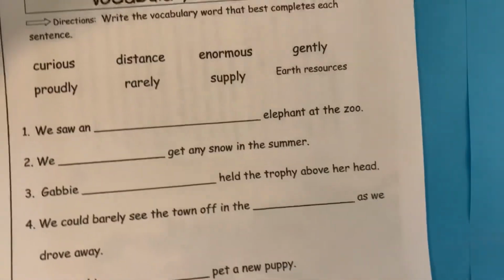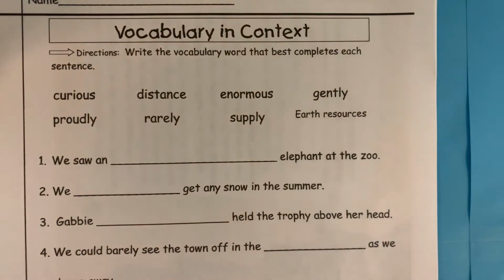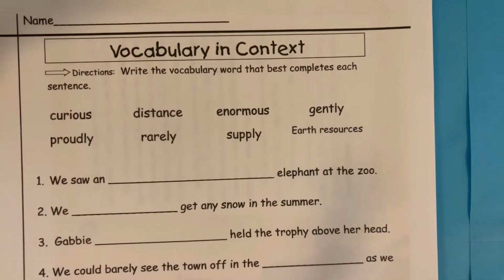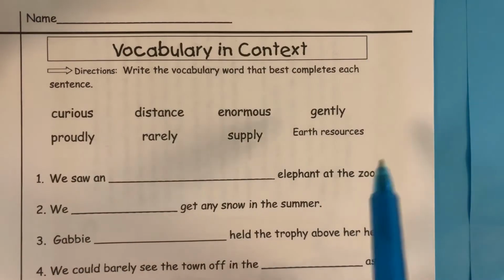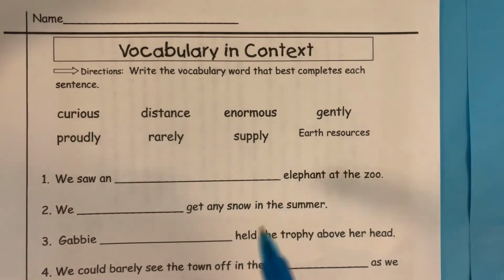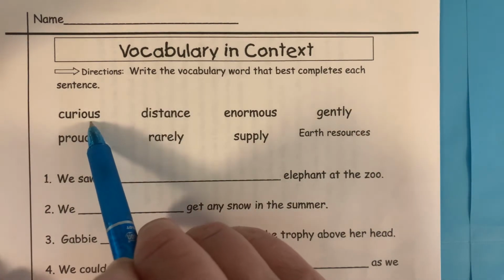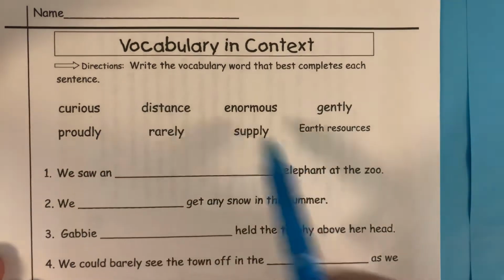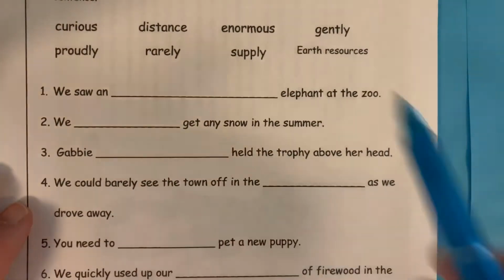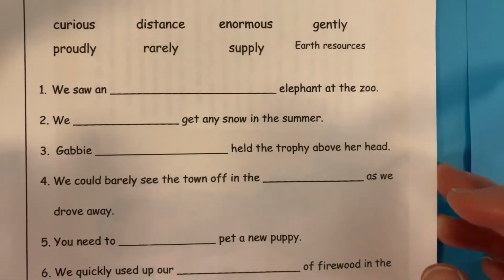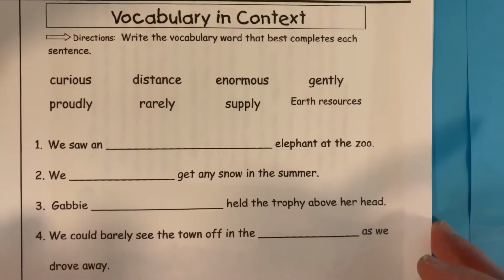And then on this page, you are going to use those words and figure out which word is the correct one by using the context of the sentence that they're in. You're not defining it. You're not saying curious means to be interested in something. You're going to find words that show that somebody is curious. So let's start with number 1.